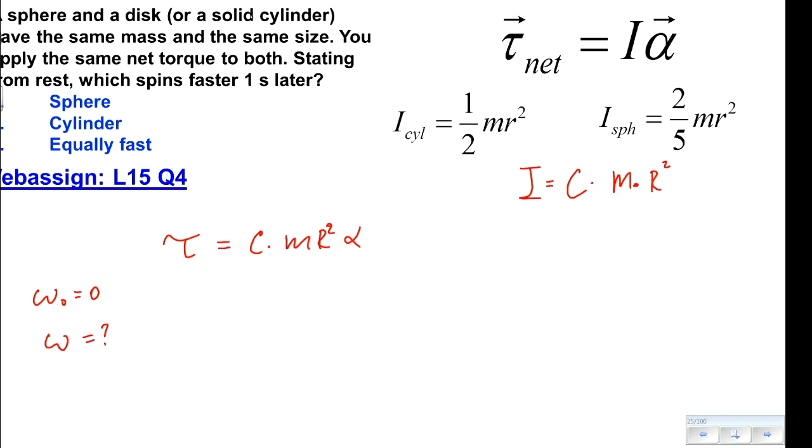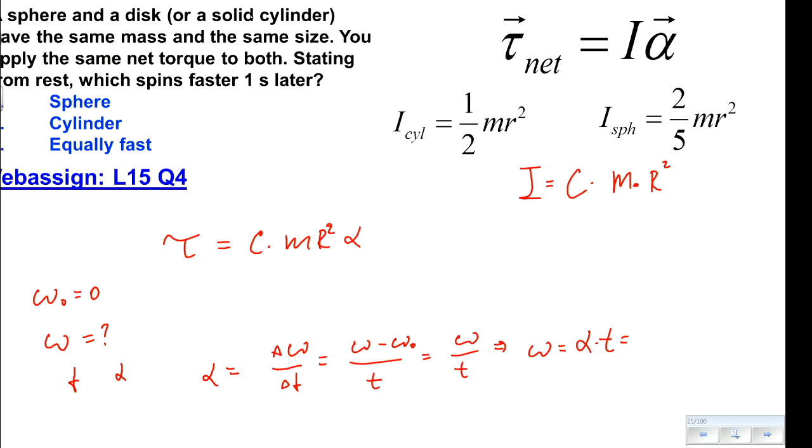Angular velocity, initial, final, time, and the angular acceleration are related. We use those equations. Angular acceleration equals delta omega over delta t, or final minus initial over time, or in this situation just final over time. Hence, this should be equal to this times this. Now if we use Newton's second law for rotational motion, that's going to give us torque, form factor, m, r squared, time.